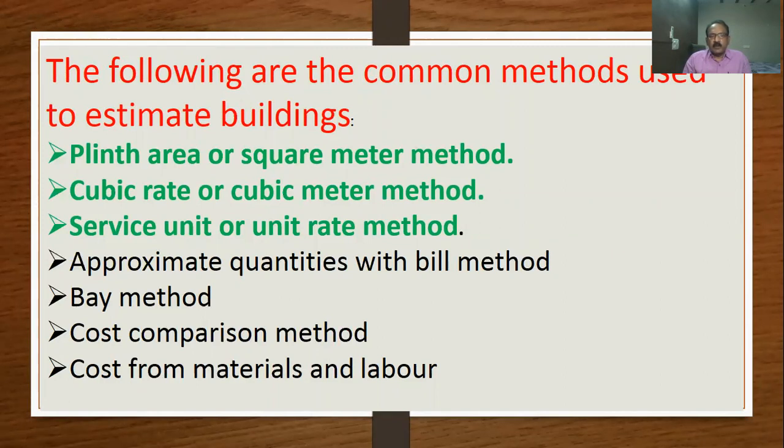Service unit or unit rate method. Service means institutions, hospitals, schools, and hostels. It is service oriented: institution, students. Say per student, the expenditure on the cost of the building is rupees 10,000 per one student. So for 1,000 students, what is the cost? So this is service oriented.